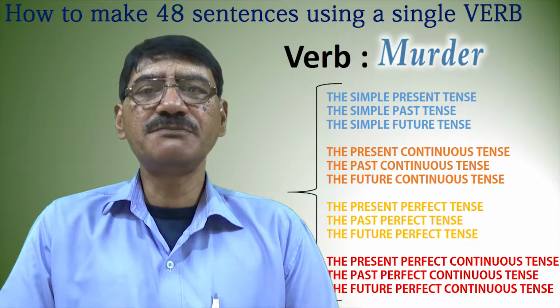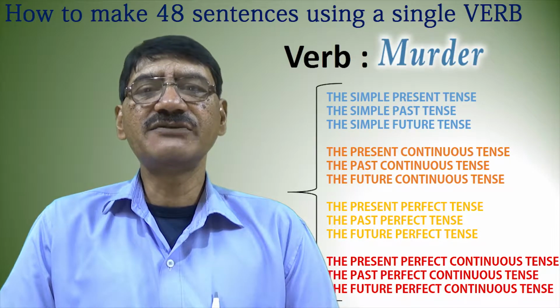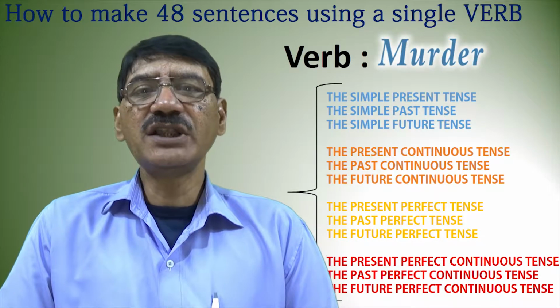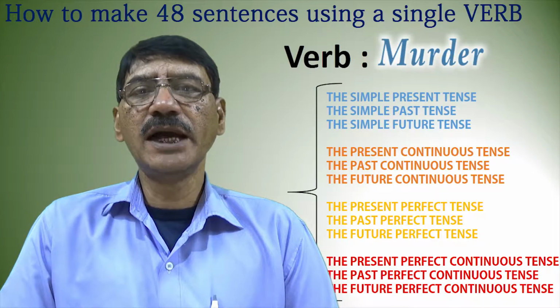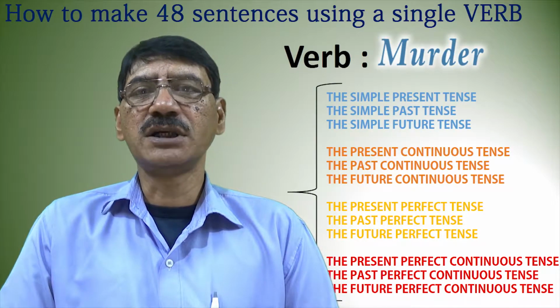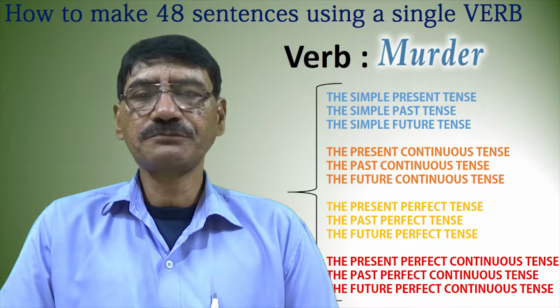Thieves had murdered people. Thieves hadn't murdered people. Had thieves murdered people? Hadn't thieves murdered people? Thieves will have murdered people. Thieves won't have murdered people. Will thieves have murdered people? Won't thieves have murdered people?